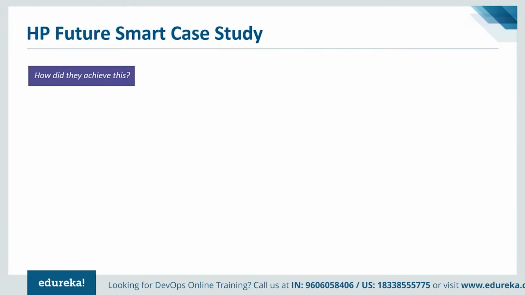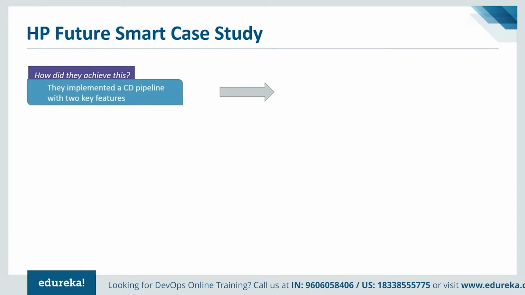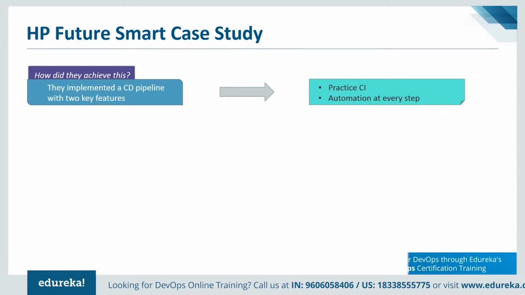So how did they achieve all of this? Now they implemented a continuous delivery pipeline with 2 important features. So first they started practicing continuous integration very religiously. So they made sure that every time a commit was made to the version control system, that commit was continuously pulled, built, tested, and then pushed to a non-production environment. And all of these steps were automated to make sure that the delivery is faster.